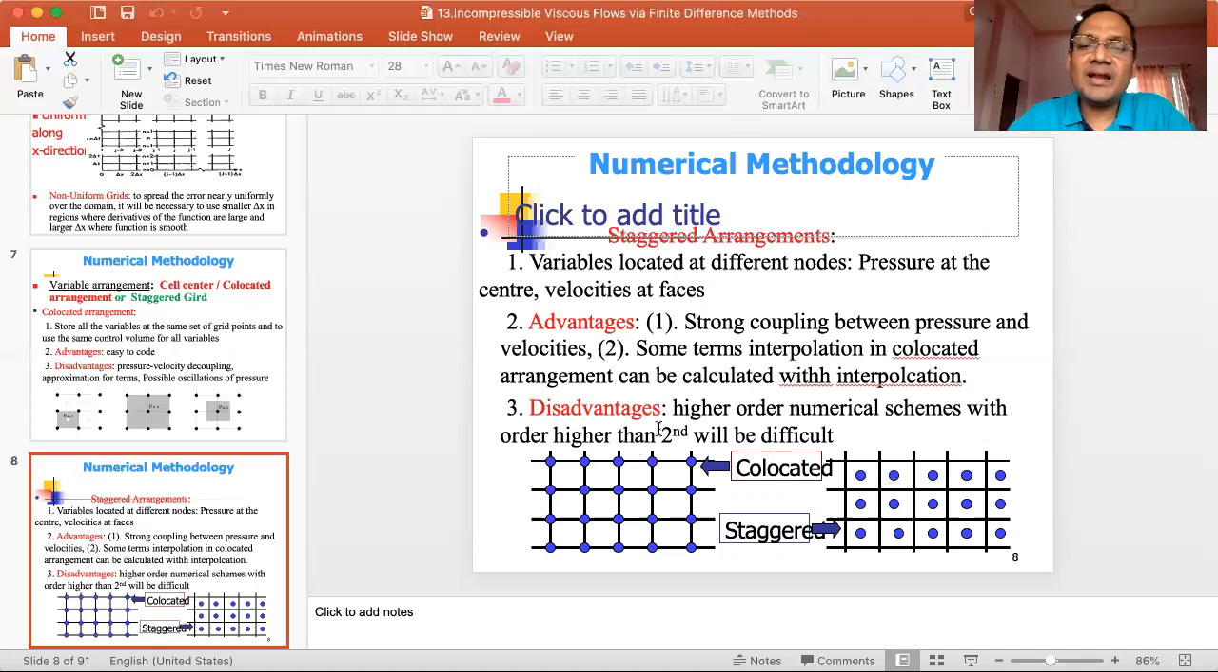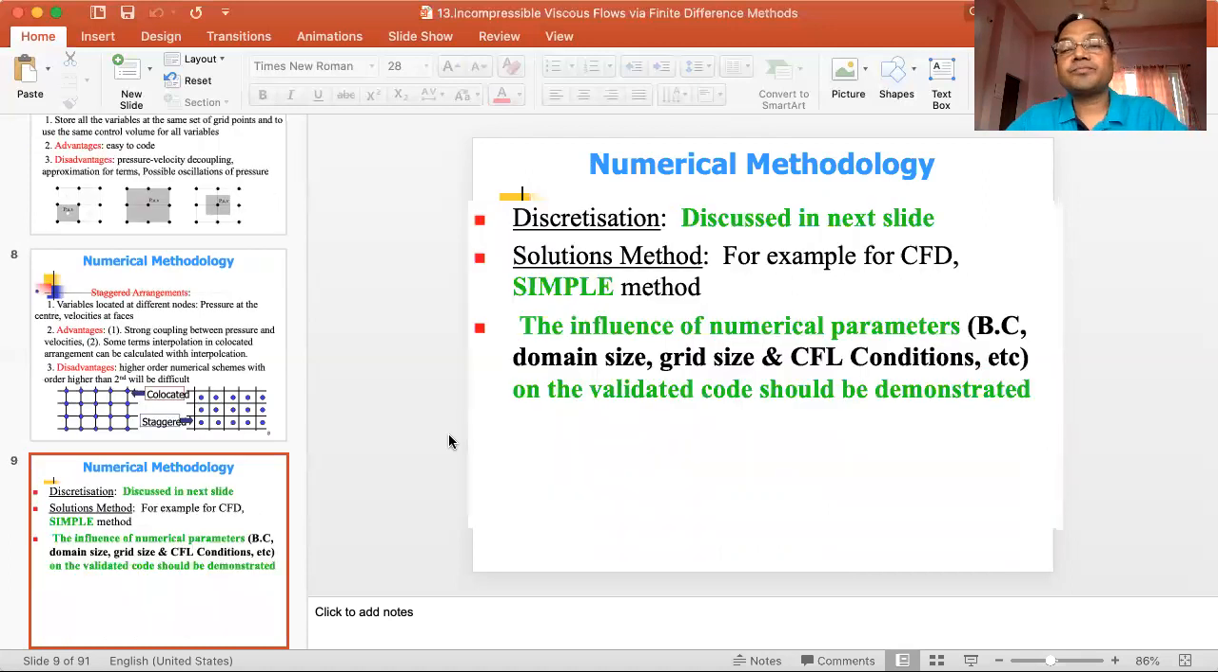So, but it has some advantages, disadvantages also. Higher order numerical scheme with order higher than second will be difficult. So I'm not going into details, that will be some higher level. Now, next numerical methodology will come.